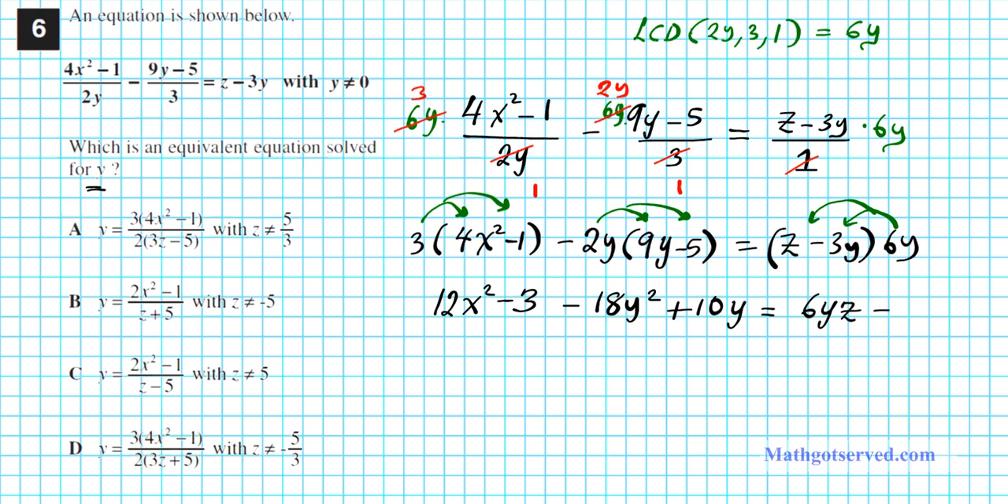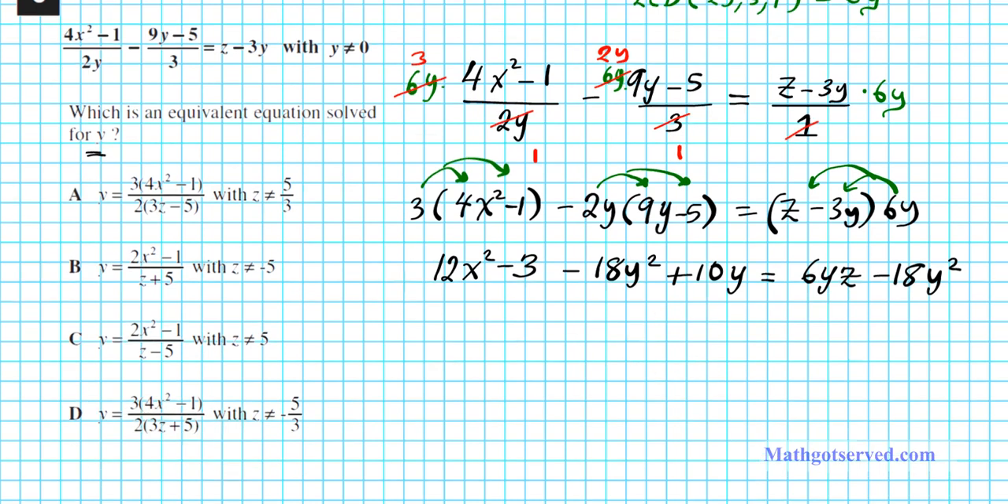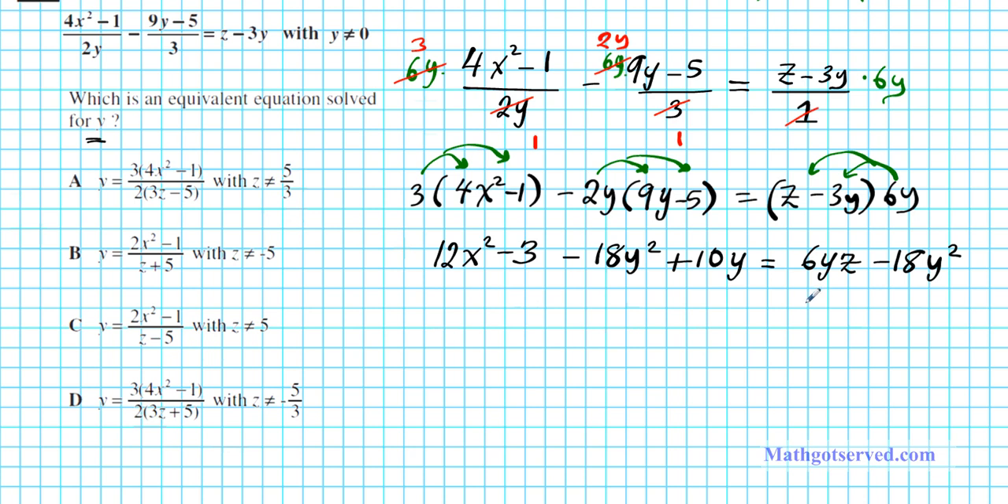6yz minus 18y^2. Okay, now what we're going to do is collect all the terms with y on the left side and everything else goes to the right side. All right, so let's see. I need 6yz to the left since it has a y in it, so I'll subtract 6yz from both sides. Since it's not similar to any of these two, I'll put it over here.